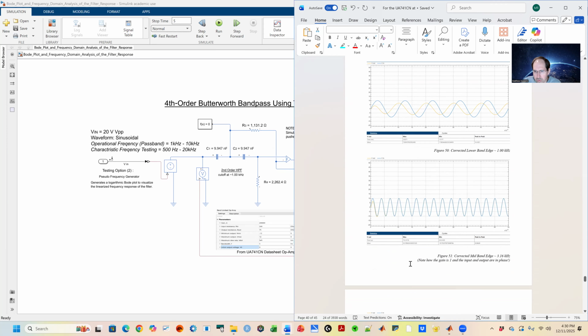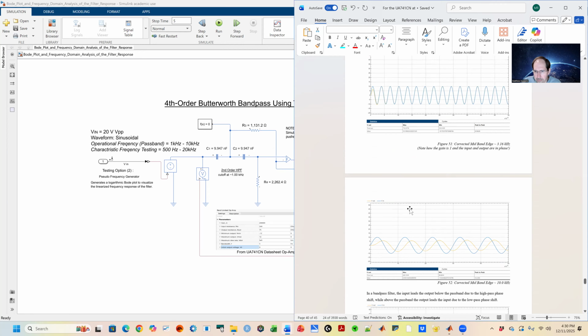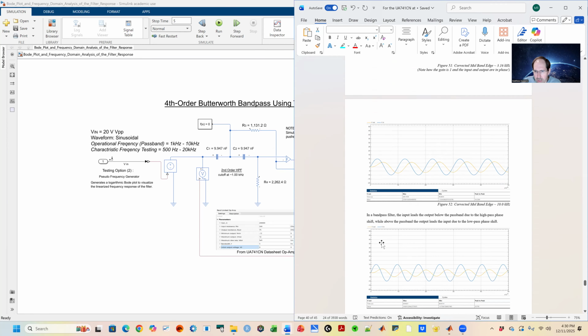And I noted here on this one that gain is 1 and the input and output are in phase. And that's a characteristic of the mid band of a bandpass filter. And I also noticed that in a bandpass filter, the input leads the output below the pass band due to the high pass phase shift, while above the pass band, the output leads the input due to low pass phase shift. That's something that's kind of interesting. I was trying to figure out why there was a phase difference, and that's the reason why.